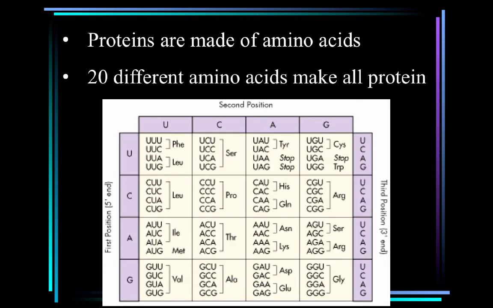So proteins again are made up of amino acids. You have always heard that amino acids are the building blocks of proteins. So there are 20 amino acids, listed here in this figure, that make up all the proteins.